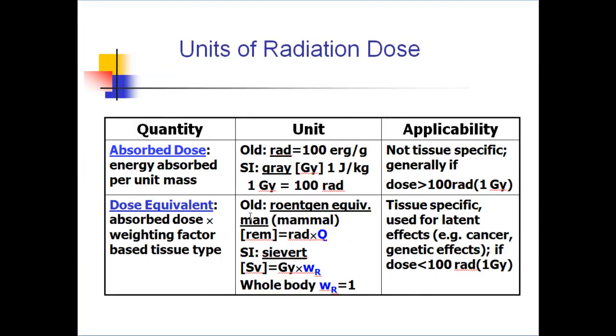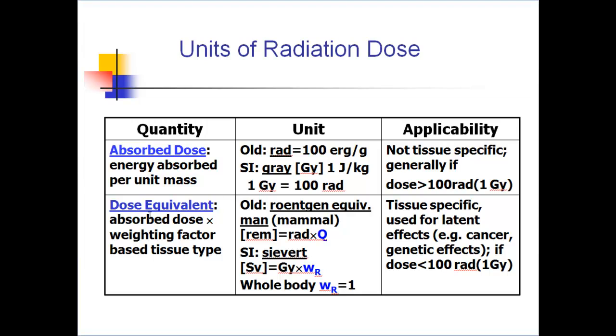The units of radiation dose, important to understand, are the absorbed dose, which is the energy absorbed per unit mass, and the international unit being the gray, abbreviated GY. It is non-tissue specific and generally used for doses greater than 1 gray.